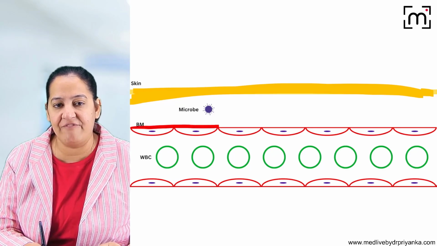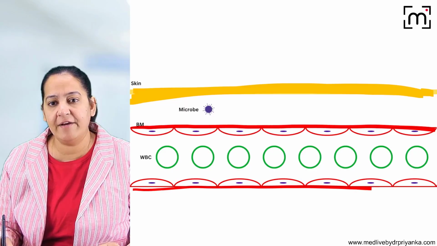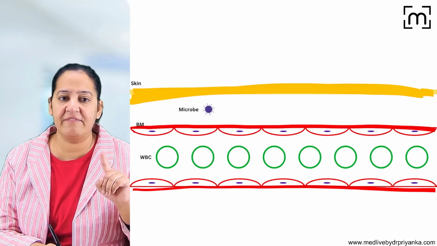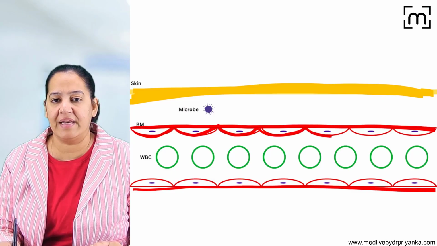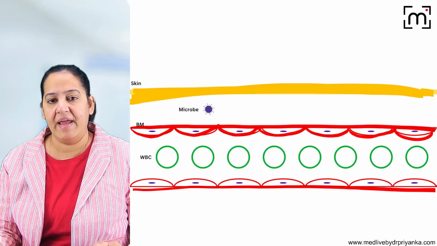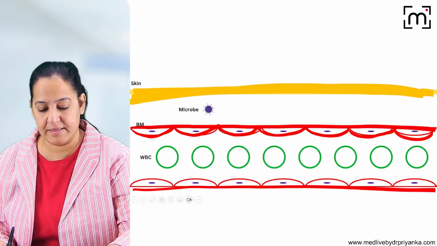So we have blood vessels everywhere. This is the basement membrane of the blood vessel. You can see the lining of the blood vessel by endothelial cells. These are the endothelial cells. You can see the lining here by endothelial cells.